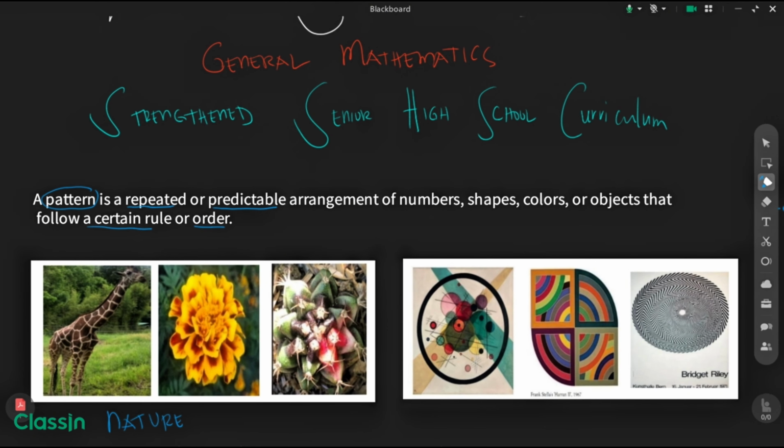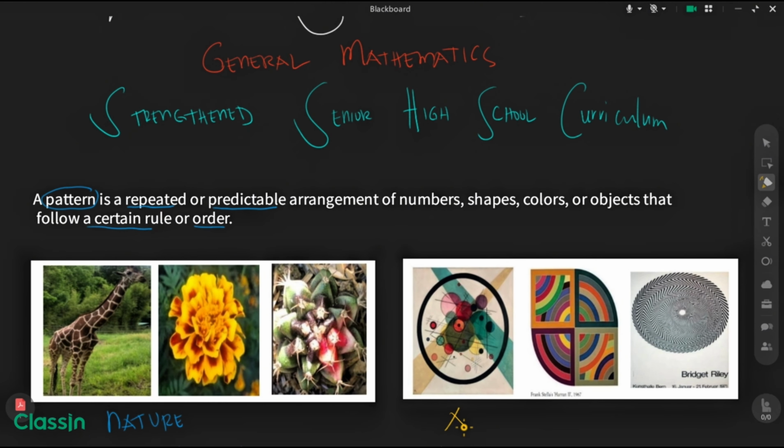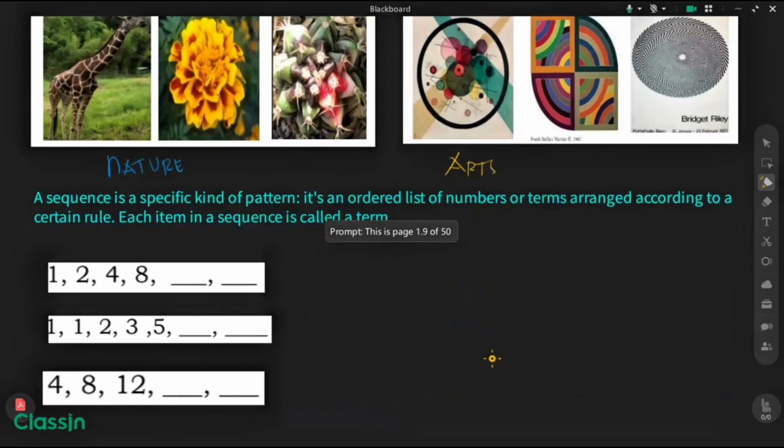So, patterns can be found in nature. Also, we can find patterns in arts. So, patterns can be found also in arts. Now, let's have the sequence.